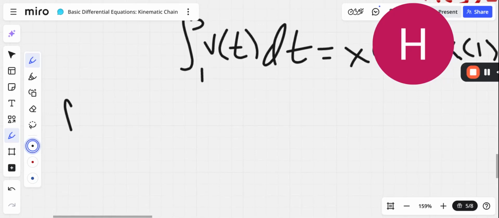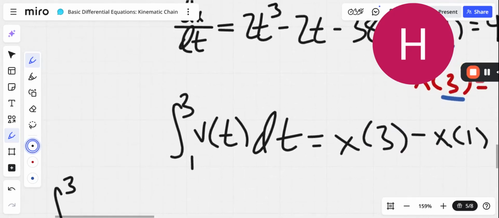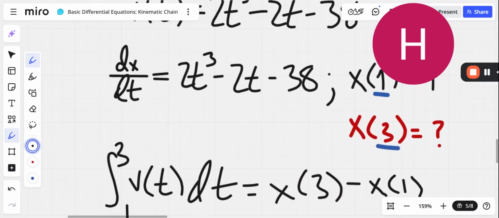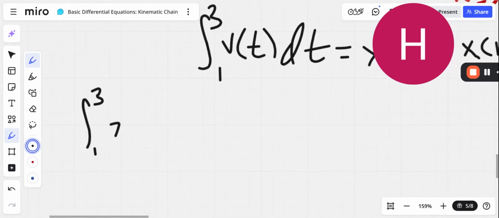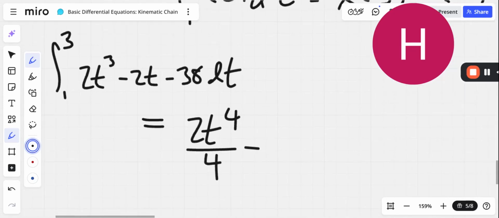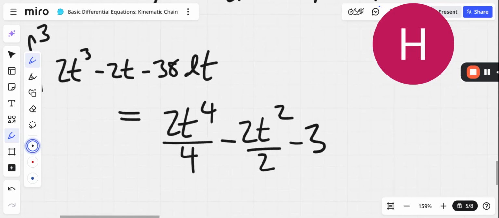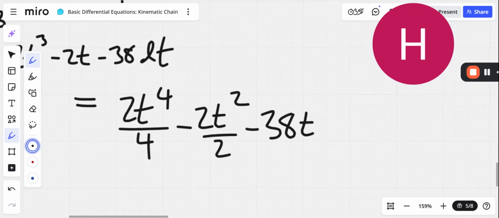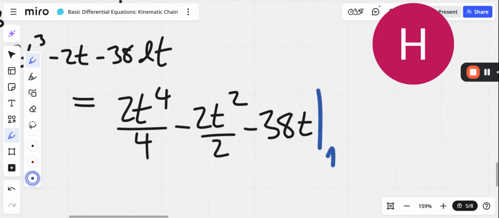For now, let's worry about the left side. We need to do another integral, another antiderivative. And the expression here is a bit longer. 2t cubed minus 2t minus 38 dt. Well, that's going to raise the power by 1, divide by the new power 4. Raise the power by 1, so it's a 2, divide by the new power 2, minus 38, and just slap a t on it. And we want to go from 1 to 3.